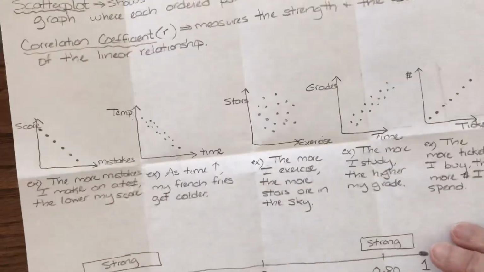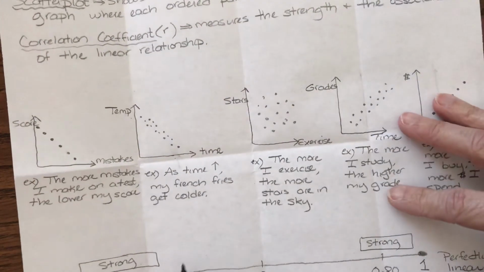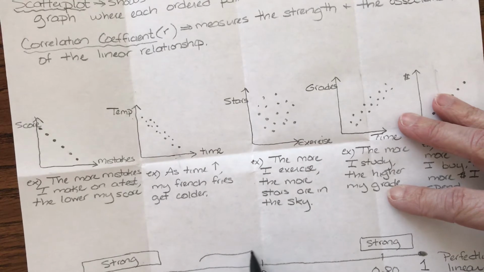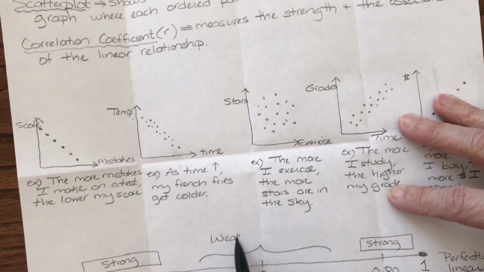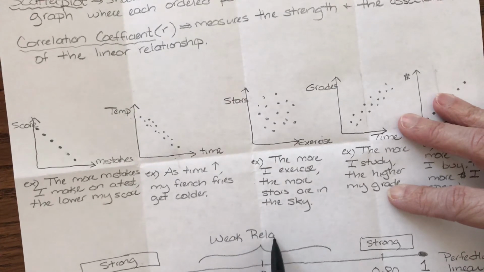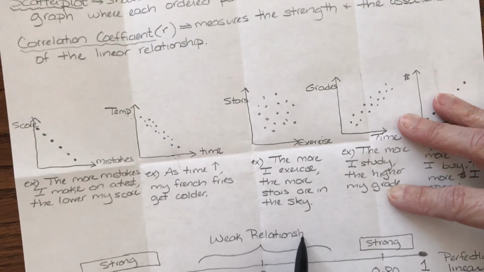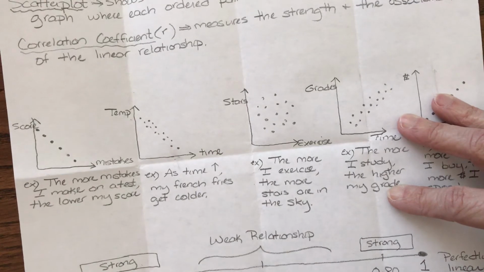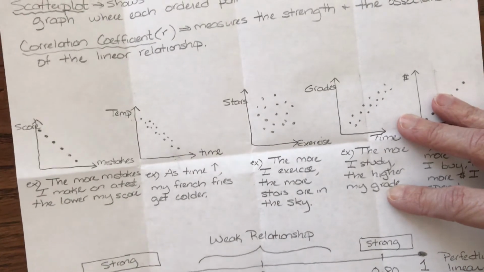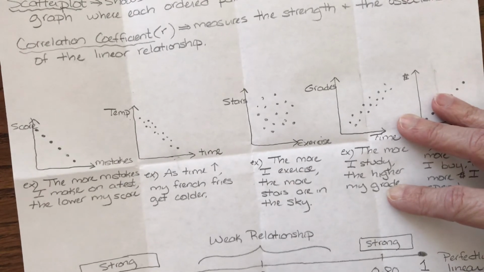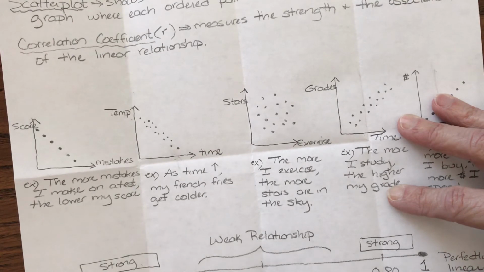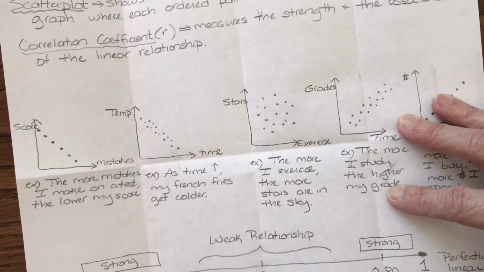Well, what do we have in the middle? Well, in the middle, this right here would be considered a weak relationship. Okay. The 0 means there's no correlation. The more I exercise, the more stars are in the sky. The values are not linked at all.